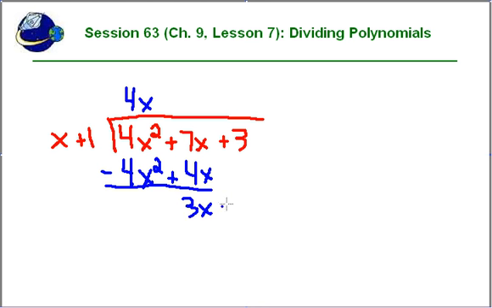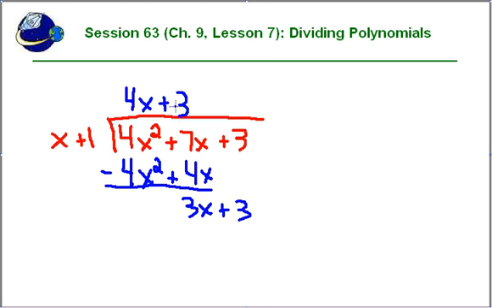The next thing we now do is we go and bring down our next term. Our next term is a plus 3. So what we now have is 3x plus 3. We go right back to our divisor again. We take our variable that has the greatest power, here it's x, and we ask ourselves, how many times will this x go into the term that has the greatest power or the greatest degree down here? Well, that's our 3x. How many times will x go in the 3x? It'll go in 3 times, a plus 3 times. So we come up here and write plus 3.